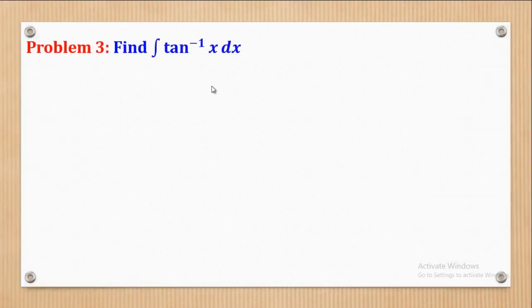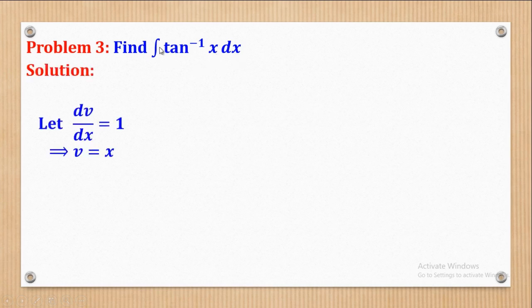So now we shall go to problem 3. Problem 3 says find the integral of arctan x with respect to x. In this case, what you should realize is that it's also still a product of two functions, only that the polynomial is 1. So this integral is the same as 1 times arctan x. In that case, arctan x cannot easily be integrated.